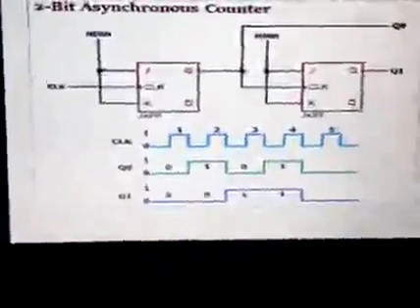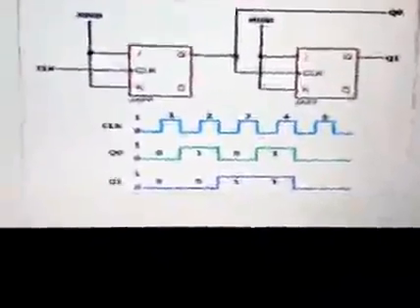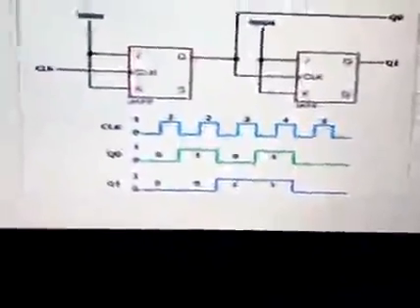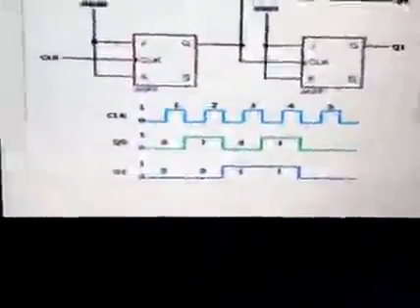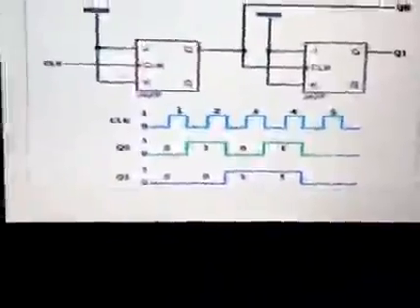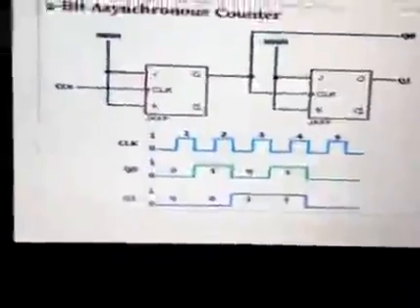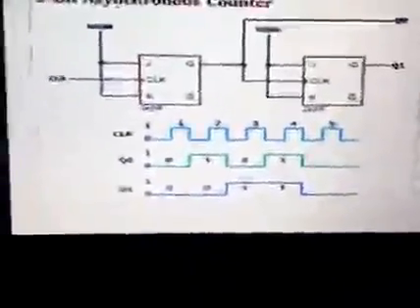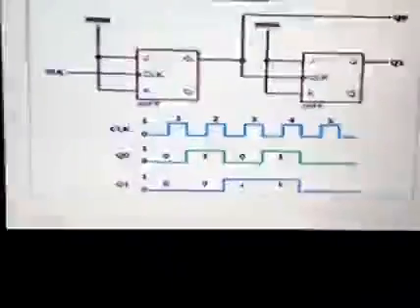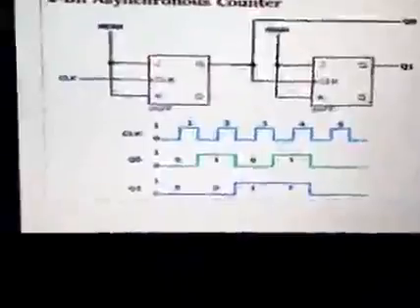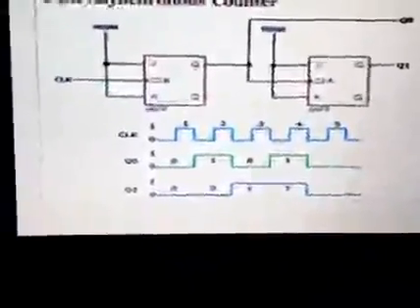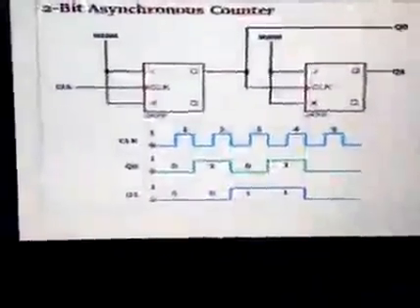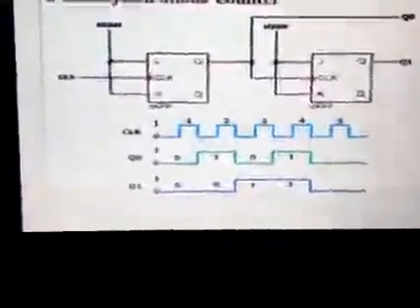The maximum possible count is 4. See the timing diagram, which has 4 clock pulses. Initially, all the flip-flops are in a reset condition, so the outputs Q0 and Q1 are 0 0. After the first negative edge trigger is applied, flip-flop 1 will toggle and flip-flop 2 is in an off condition.